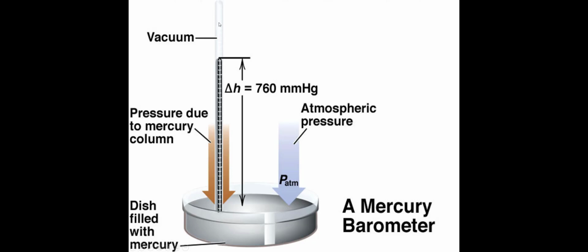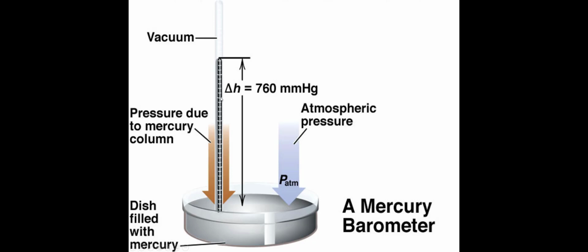Now, what's up here? This is labeled as vacuum, meaning that there's nothing up there. There's no air up there because remember, this was originally filled with mercury. As the mercury started to come out, there's no way that air could have snuck in through the surface up to the top there. So there's nothing up here.